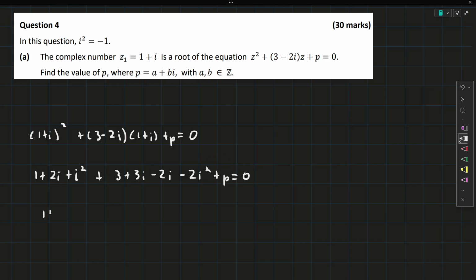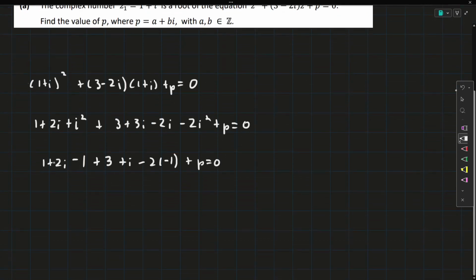Okay, so 1 + 2i, i² is minus 1, so that's just minus 1, plus 3. 3i minus 2i is plus i, and then minus 2i², that's minus 2 multiplied by minus 1, because that's what i² is, plus p equals 0. Now we can just collect like terms. So we'll have 1 minus 1, they cancel each other out. Then we'll have 3 plus 2, again because minus and minus makes positive. So we'll have 5 in total.